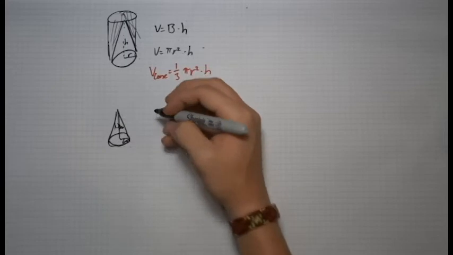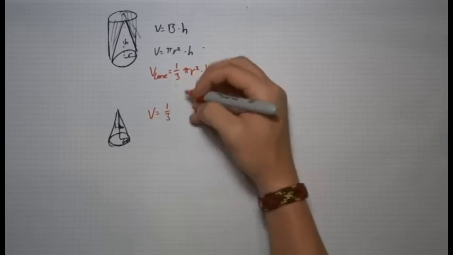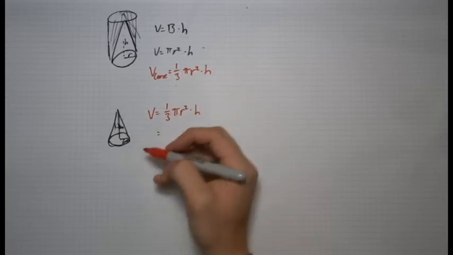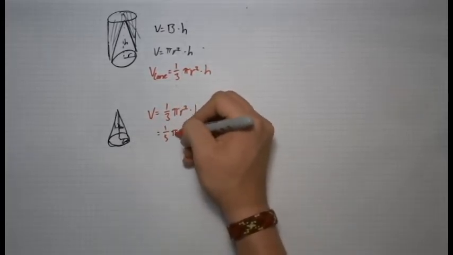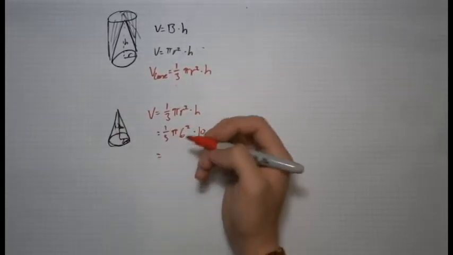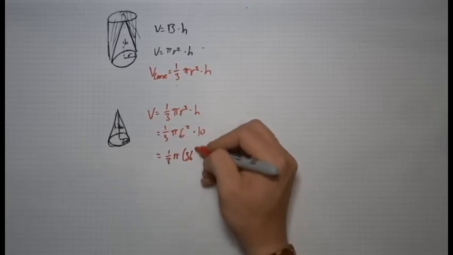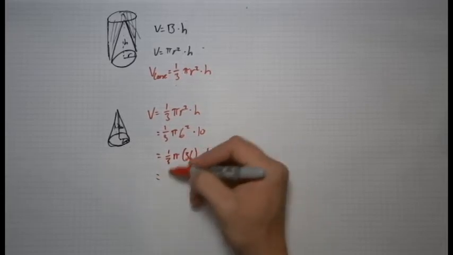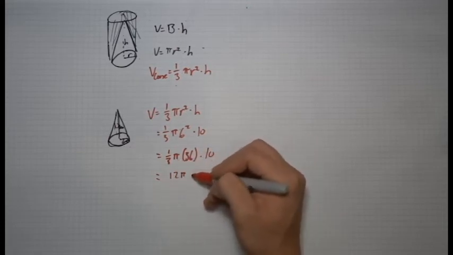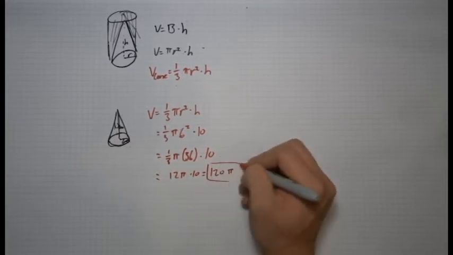All right. So we now know the volume is 1/3 pi r squared times height. So for our cone, 1/3 pi, and our radius is 6 squared, times the height, and our height is 10. All right, so 6 squared is 36, so 1/3 pi times 36 times 10. 36 divided by 3 is 12. So now we have 12 pi times 10. 12 times 10 is 120. So our answer is 120 pi.